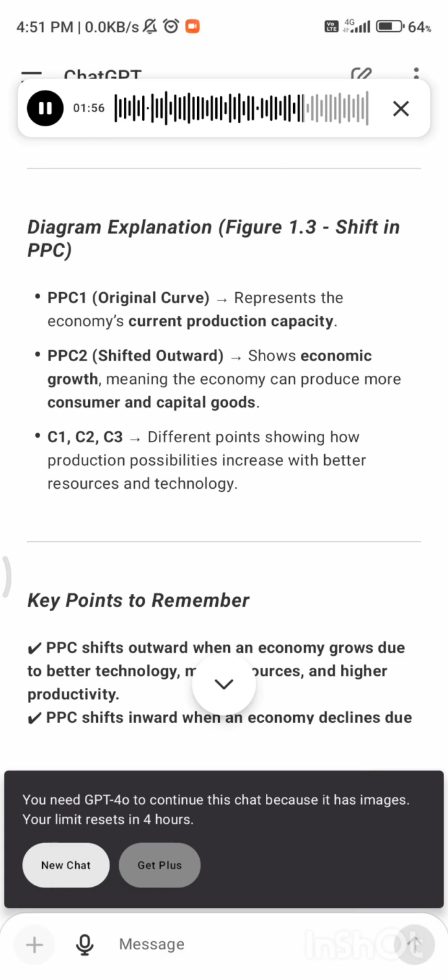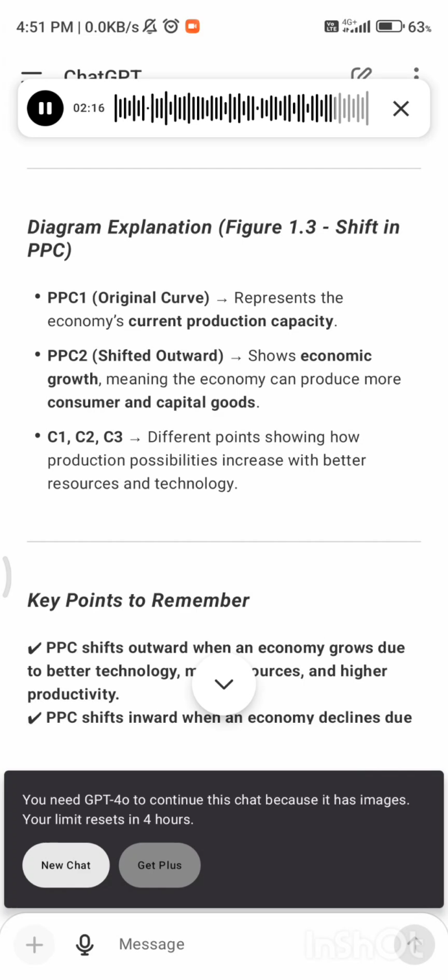PPC1, the original curve, represents the economy's current production capacity. PPC2, shifted outward, shows economic growth, meaning the economy can produce more consumer and capital goods. C1, C2, C3 are different points showing how production possibilities increase with better resources and technology.